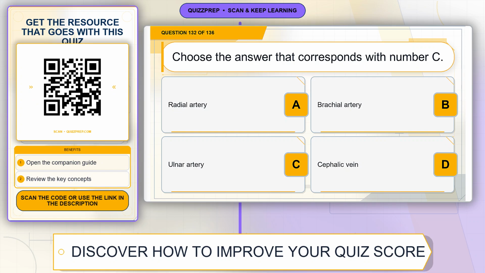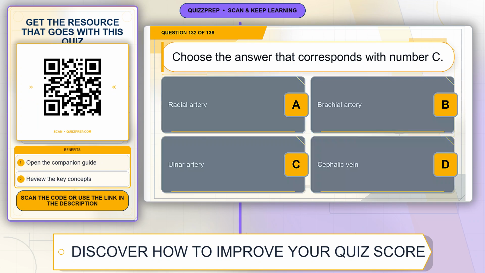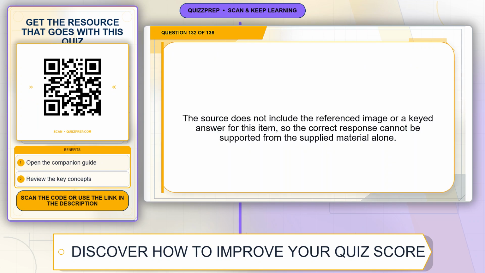Question 132. Choose the answer that corresponds with number C. Option A, radial artery. Option B, brachial artery. Option C, ulnar artery. Option D, cephalic vein. The correct answer is now shown. Explanation. The source does not include the referenced image or a keyed answer for this item, so the correct response cannot be supported from the supplied material alone.